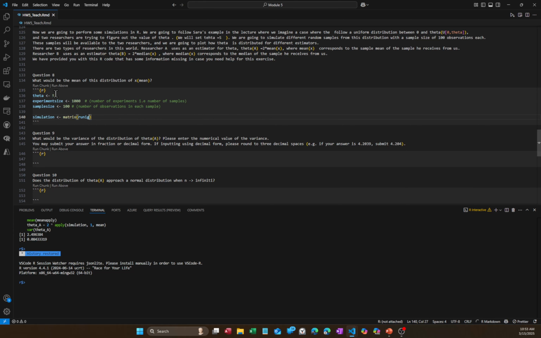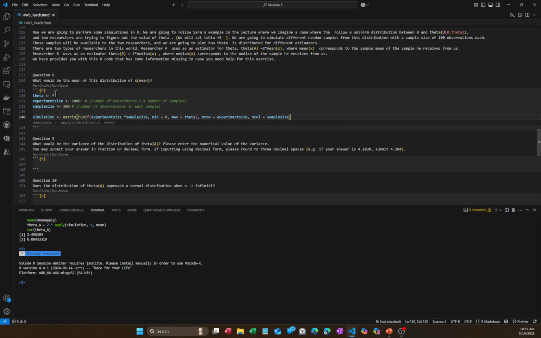We run runif with experiment size times sample size, and min equal to 0 and max equal to theta, and the matrix will have the number of rows as experiment size and the number of columns will be sample size.